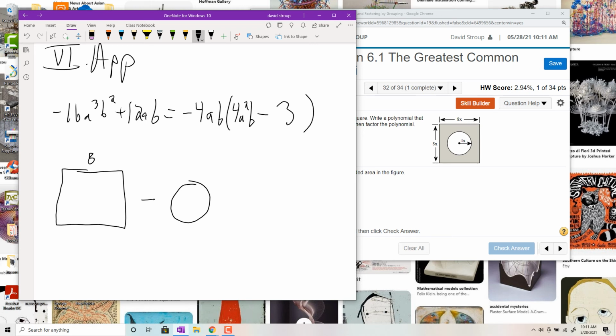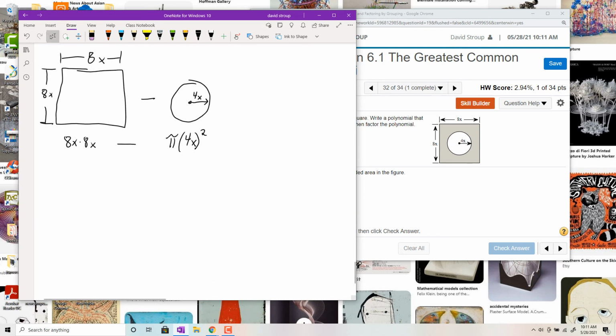Okay, so the area of the box, if this length is 8x, and then this length is 8x, the area of a box, side times side from geometry, we have 8x times 8x. And then minus the area of the circle. So what's the area of the circle? Pi r squared. The radius here is 4x. So pi times r, which is 4x squared. Okay. So it's the difference between those two things.